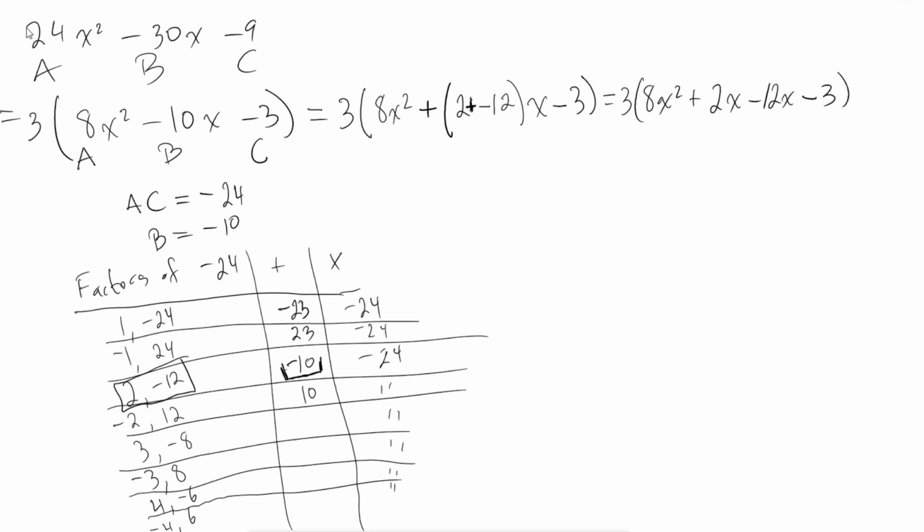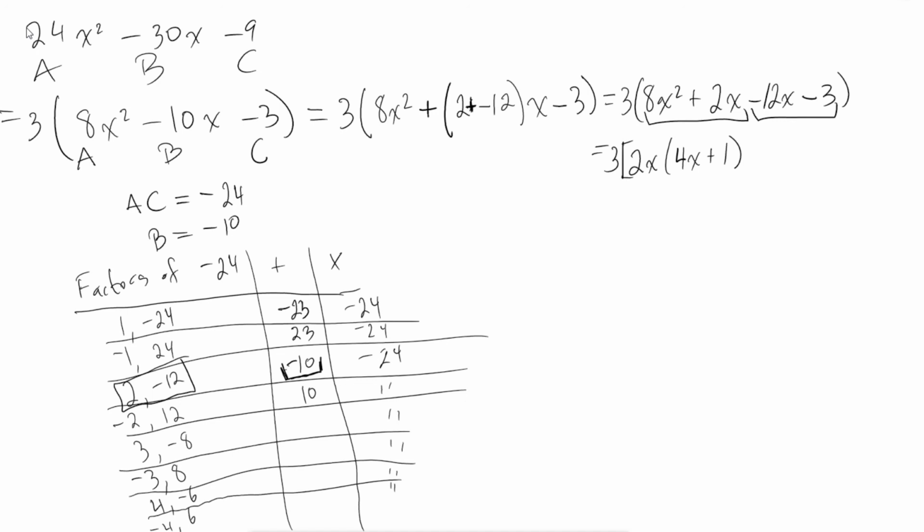I'm now ready to group them together. So once again, I'm going to group these guys together and these guys together. So this is the same as 3, and I'm going to use a big curly bracket now. 3 times, well, I have 8x squared and 2x. I can take 2x out of both of those. So factor out 2x. 8x squared divided by 2x gives me 4x, plus 2x divided by 2x just gives me a plain old 1. And then I have negative 12x and negative 3.